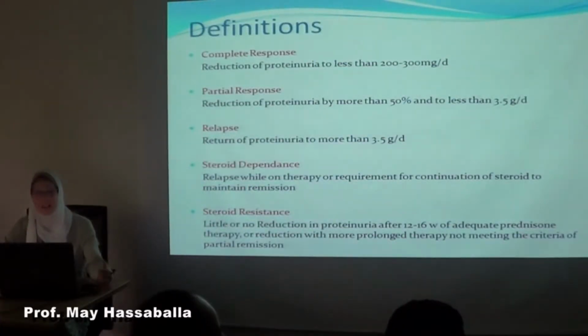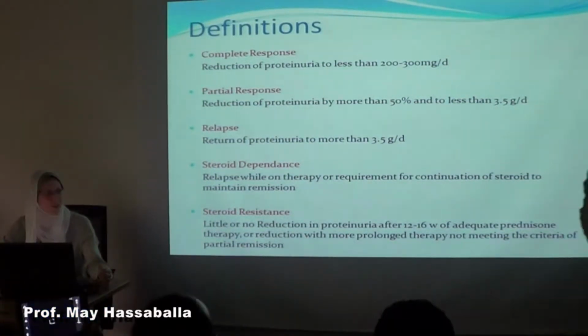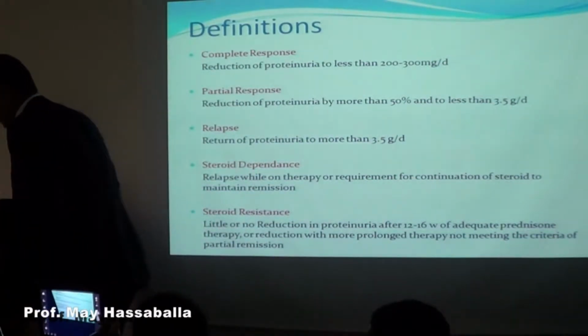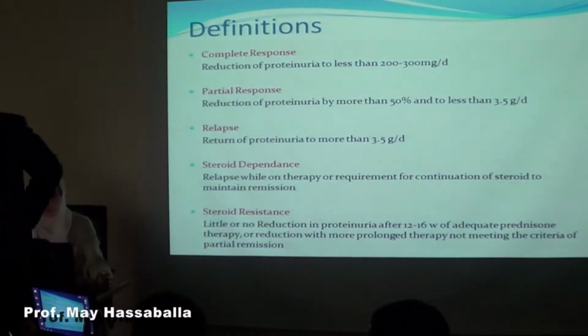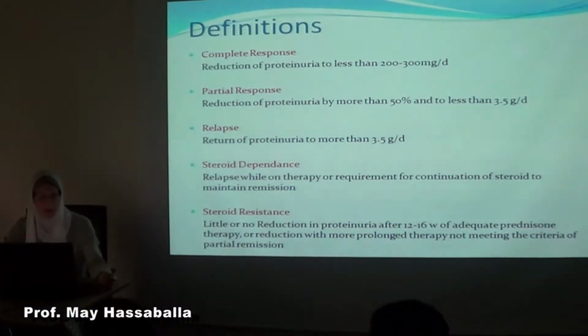Okay, so to speak about the treatment, we have to stand on common ground. So let's just say some definitions. Complete response means that we have a reduction of proteinuria to less than 200 to 300 milligrams per day. We say partial response when you have a reduction of proteinuria by more than 50% and to less than 3.5 grams per day. We say relapse when we have a return of proteinuria to more than 3.5 grams per day.